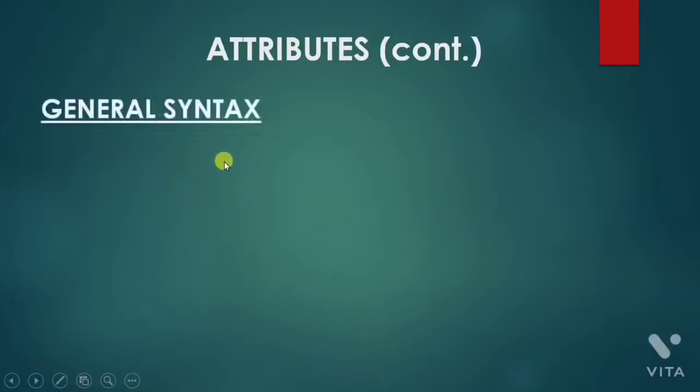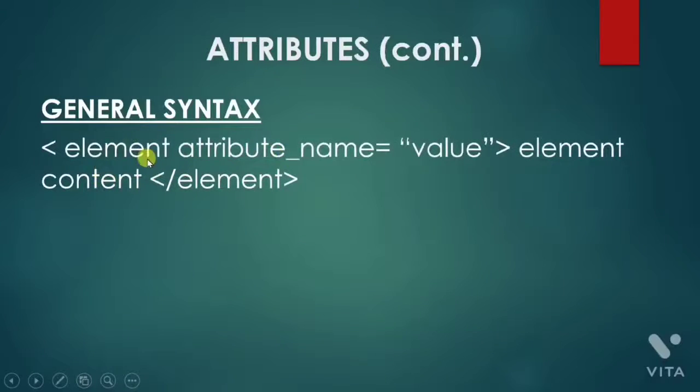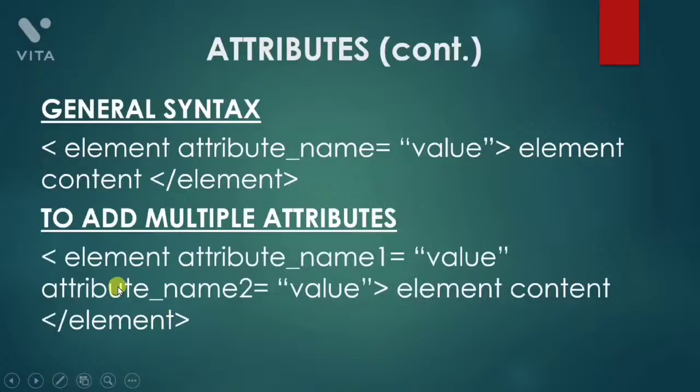Let's see the syntax of attributes. The general syntax is the element, and then you write the attribute name and its value. After that you will have your element content and you will close the element. This syntax is only for a single attribute. For multiple attributes you can use this syntax: element, attribute name, value, next, second attribute, value. Like this you can add many attributes. Then the element content, and the element will be closed.